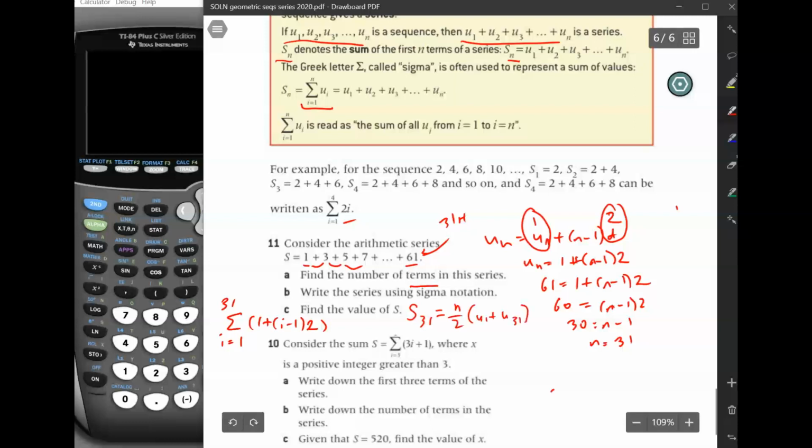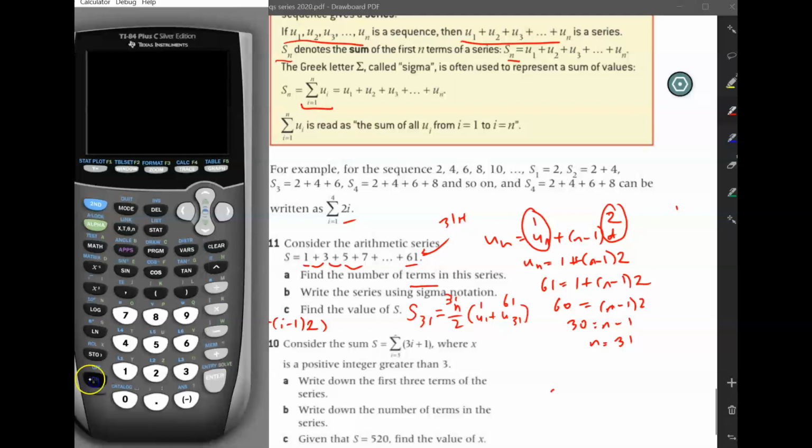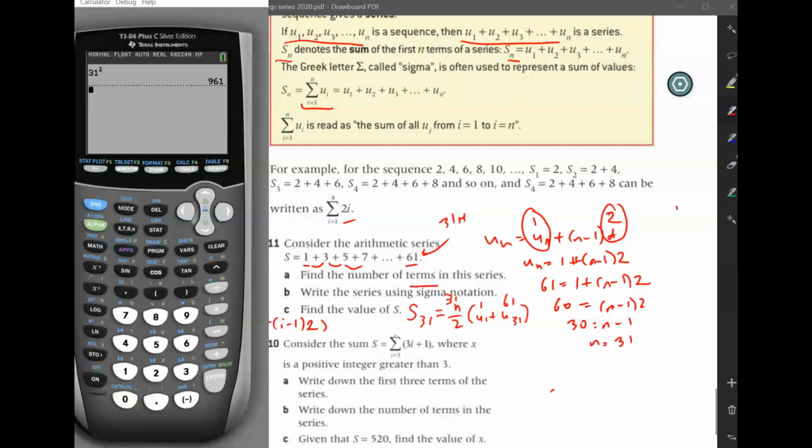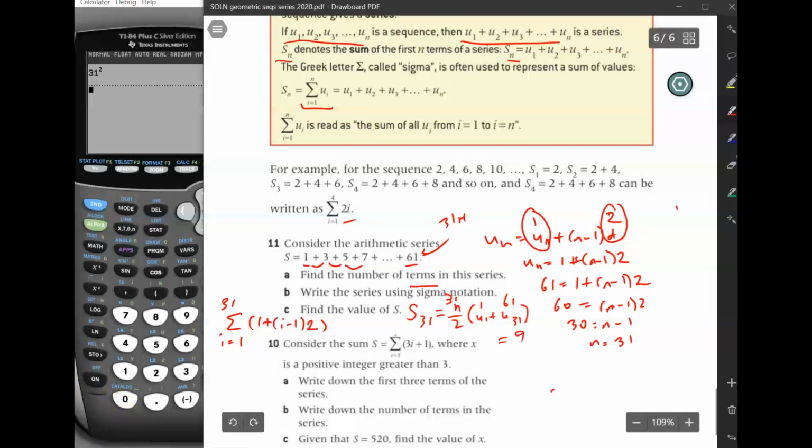And so U1 we know is 1. U31 we know is 61. And n we know is 31. So if we put 1 plus 61 in the calculator, that would give us 62. 62 divided by 2 is 31. 31 times 31 is 961. So the sum of this sequence is 961.